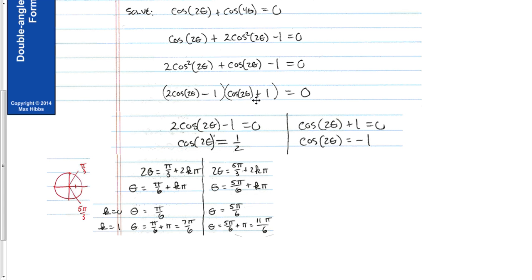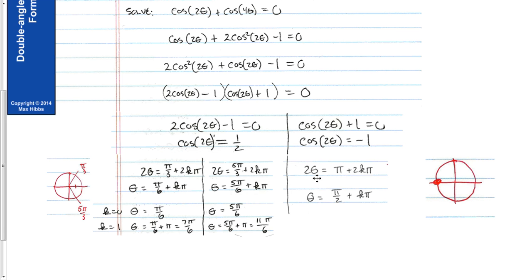That is the cosine 2 theta plus 1 factor. And here that turns into cosine 2 theta is equal to negative 1. So I'm thinking about, well, where is the cosine negative 1? It's over here at the position of pi, isn't it? And so what I know is that 2 theta, what I'm taking the cosine of, could be pi, or any time I'm left at this position, so pi plus an integer multiple of 2 pi. That's the plus 2k pi. And now I multiply through by 1/2 to get theta is equal to pi over 2 plus k pi.